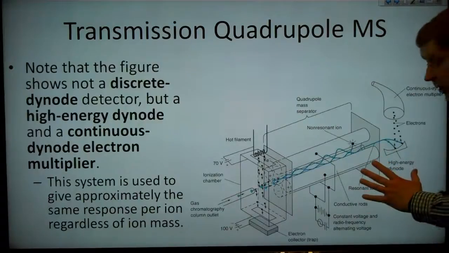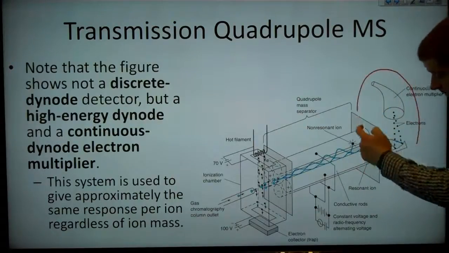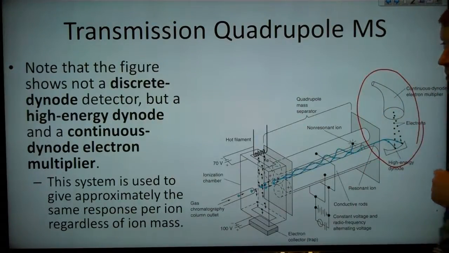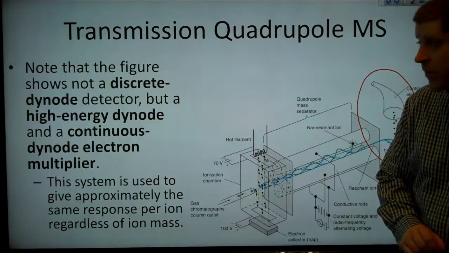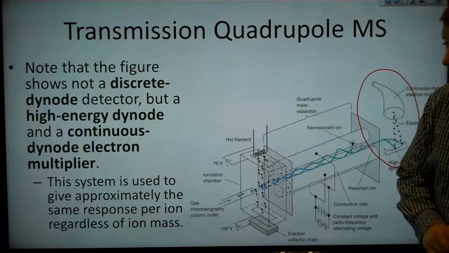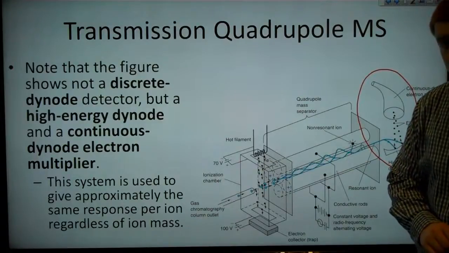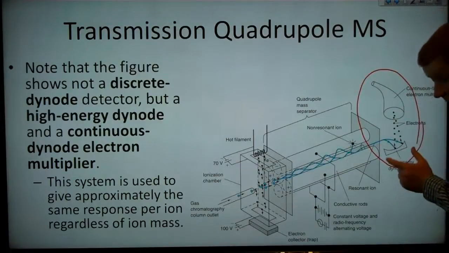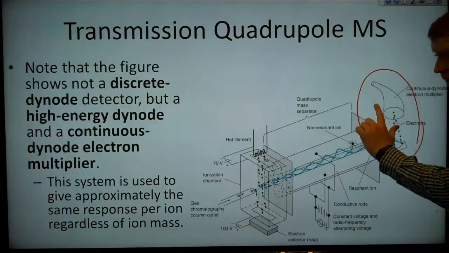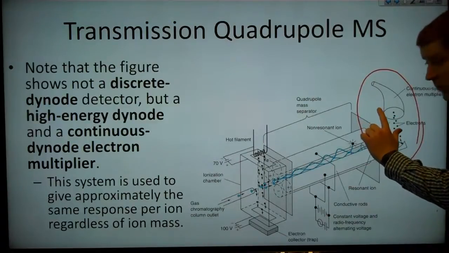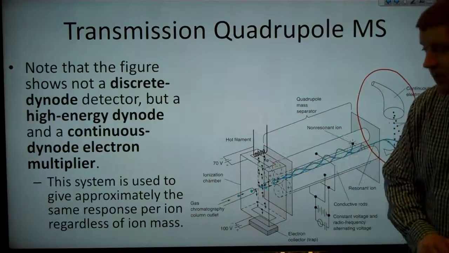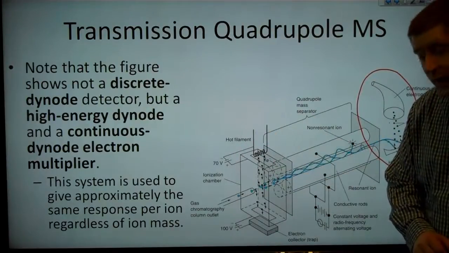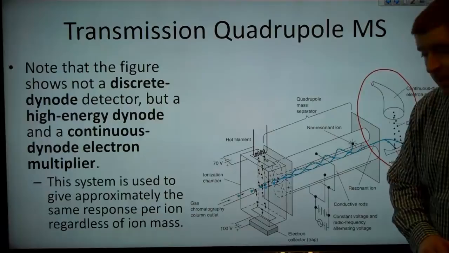So note that the figure shown here shows not a discrete-dynode detector as we've shown previously, but a high-energy dynode and a continuous-dynode electron multiplier. So we have down here the high-energy dynode, and up there this continuous-dynode electron multiplier that looks sort of like a cornucopia. So this system is used to give approximately the same response per ion, regardless of the ion mass.